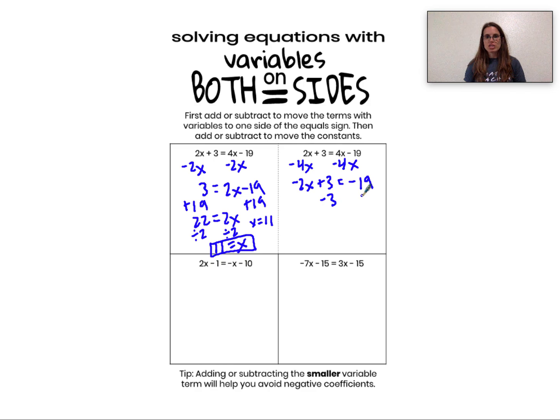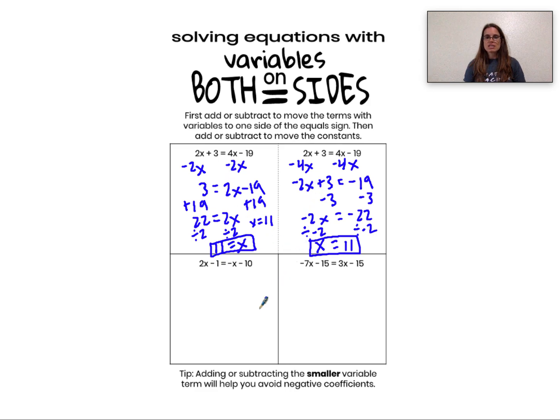My first inverse operation now is to subtract 3 from both sides of the equation. Negative 2x plus 3 minus 3 leaves me with negative 2x. Right-hand side, negative 19 minus 3 is negative 22. Last inverse operation is to divide both sides of the equation by negative 2. Negative 2x divided by negative 2 leaves me with x. Negative 22 divided by negative 2 is 11. So you will see, even though I solved this in a slightly different way, I ended up with the same solution. The solution to this equation is x equals 11.